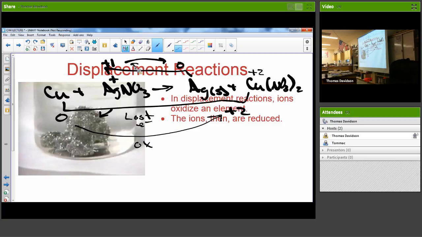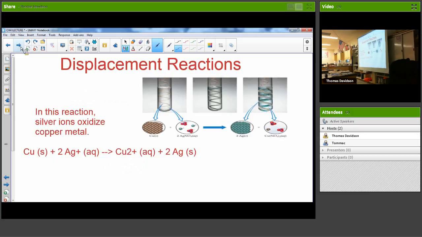All right, so it was reduced. So the displacement reaction, ions oxidize an element. All right, so the ion, the Ag+, caused the copper to be oxidized. Causing that oxidation means then it is reduced. So this is just going to say pretty much what I just said. In this reaction, silver ions oxidize copper metal.